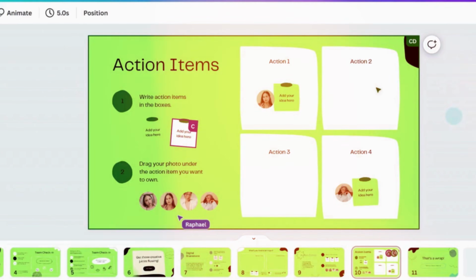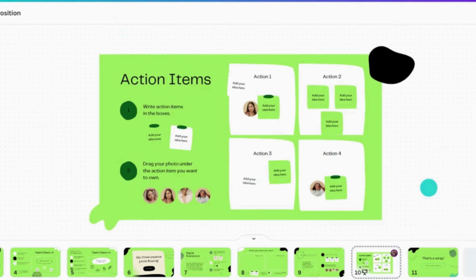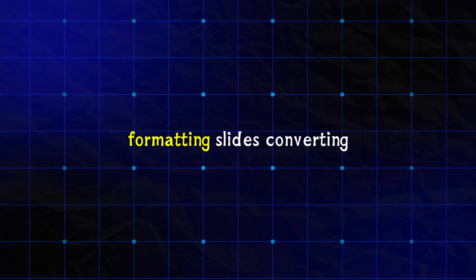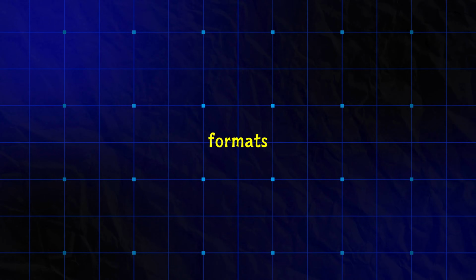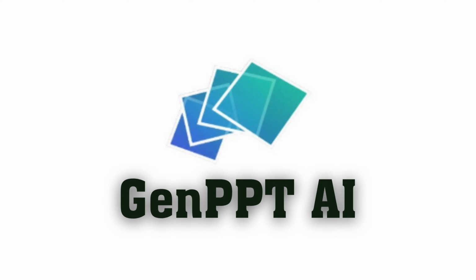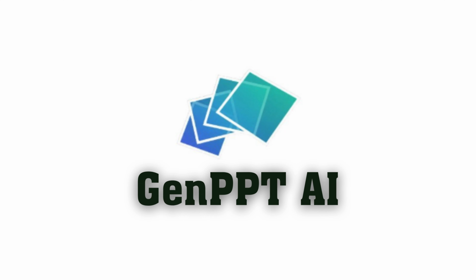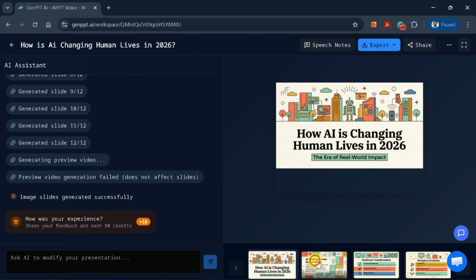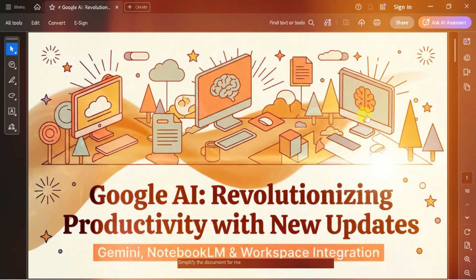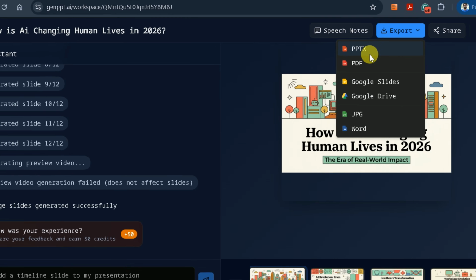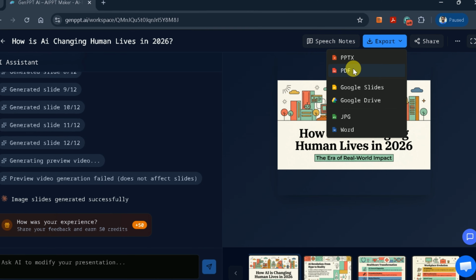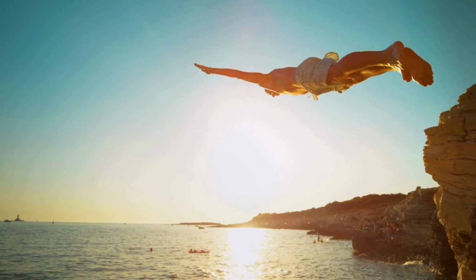Hey folks, are you still wasting hours building presentations from scratch, formatting slides, converting videos into slides, exporting to different formats? It's exhausting. Gen PPT changes everything. Create lightning-fast slides with Nano Banana 2. Turn any YouTube video into a presentation in one click, directly from Chrome. Then export instantly to any format you need. No extra steps, no hassle. Let's dive in and see how it works.